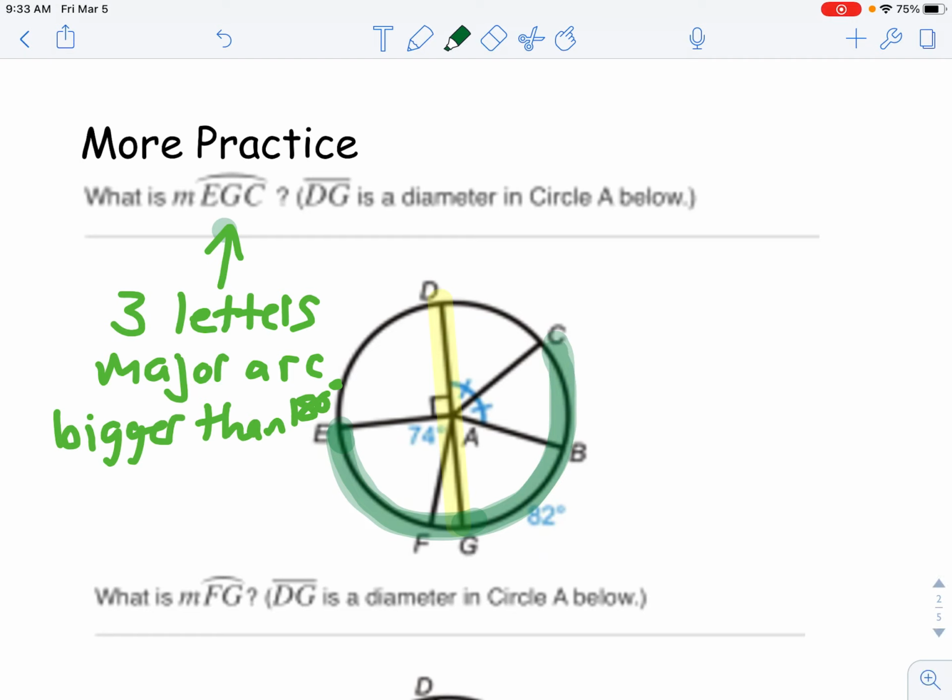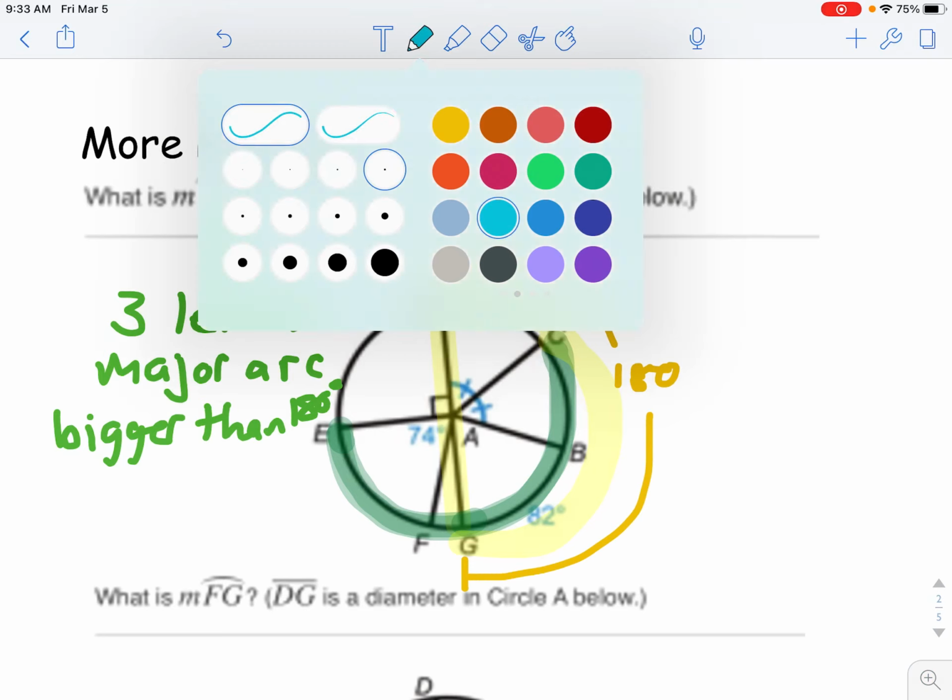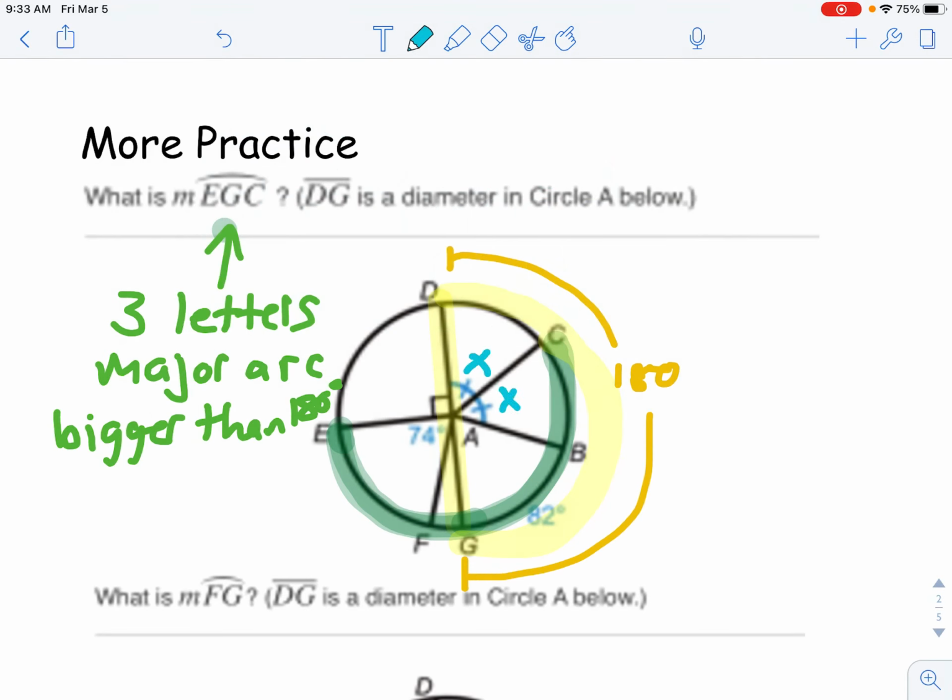All right, so how do I do this? Well, it's telling me that DG is the diameter. Since DG is the diameter, I also know that this is a semicircle, so this whole thing over here is 180. That might help us somehow. Let's just call this x and this x.